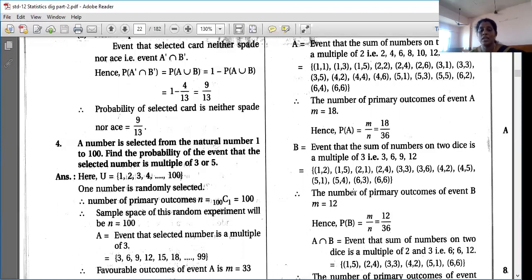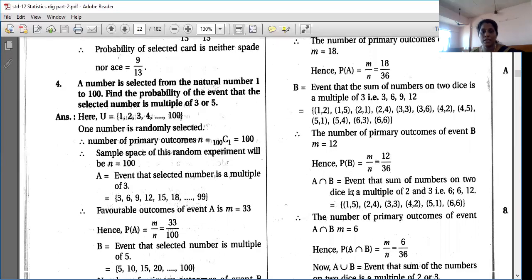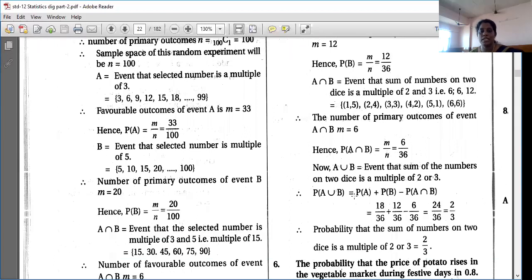That means the sum of the numbers on both the dice should be a multiple of 2 and 3. 2 and 3 means both 2 and 3. So 2 and 3 we will consider as 6. Okay. So what do you have to take? So what will the multiples of 6 be? 6, 12, like this. Okay. So more than 12 we can't take, because 6 is the last number in our sample space, so more than 6 we can't take, right? 12. So your outcomes will be 1 5, 2 4, 3 3, 4 2, 5 1 and 6 6.